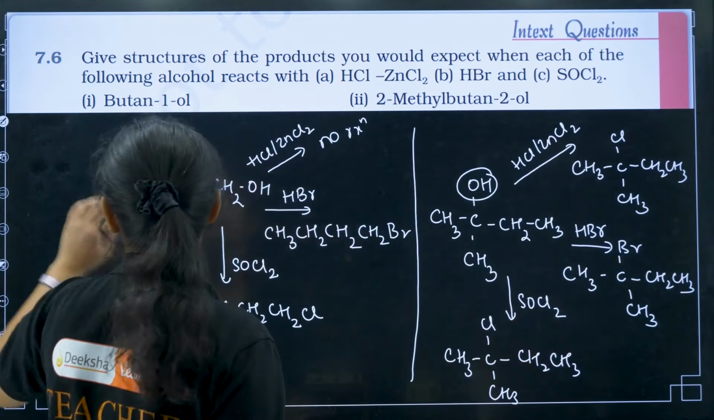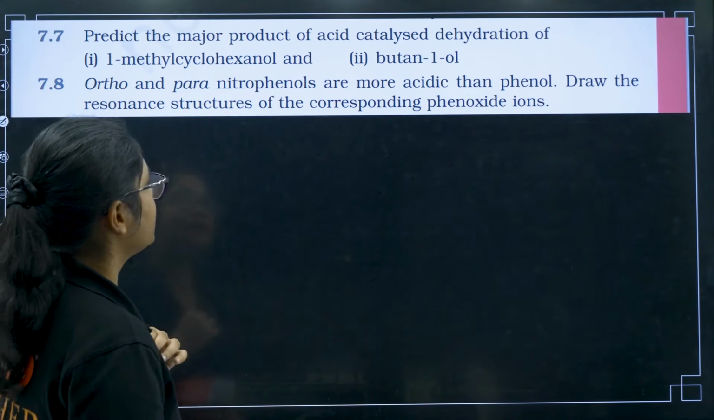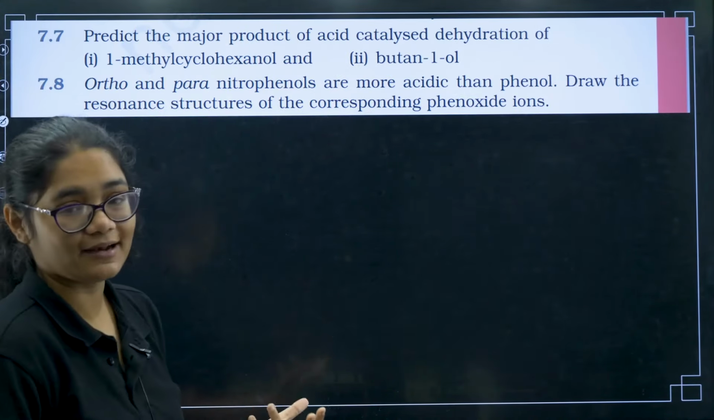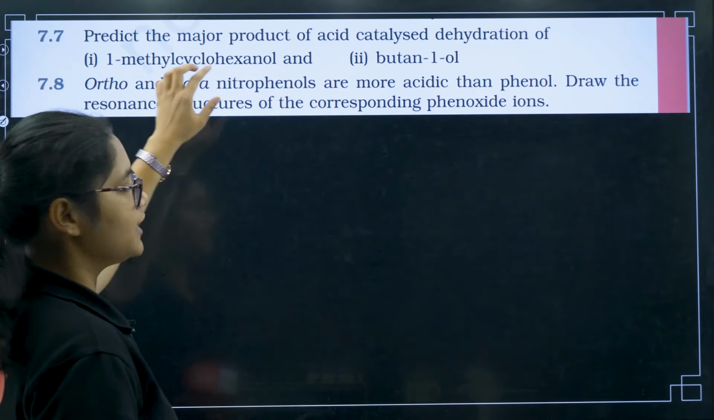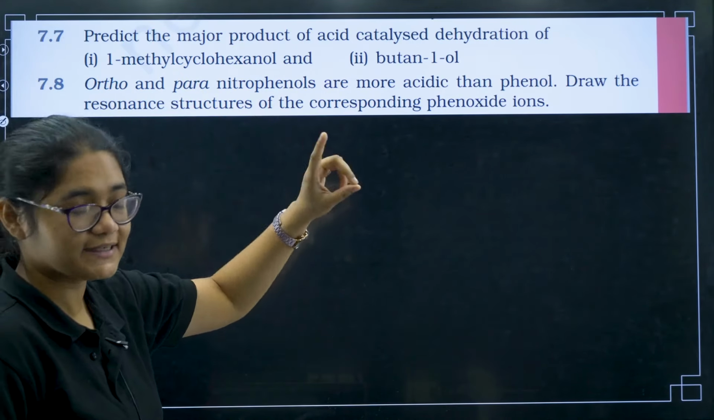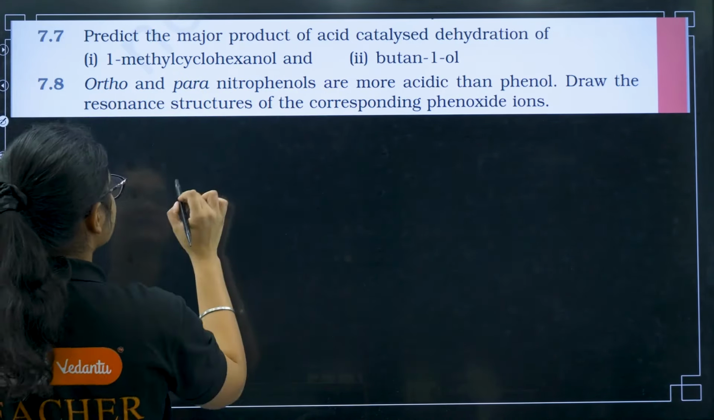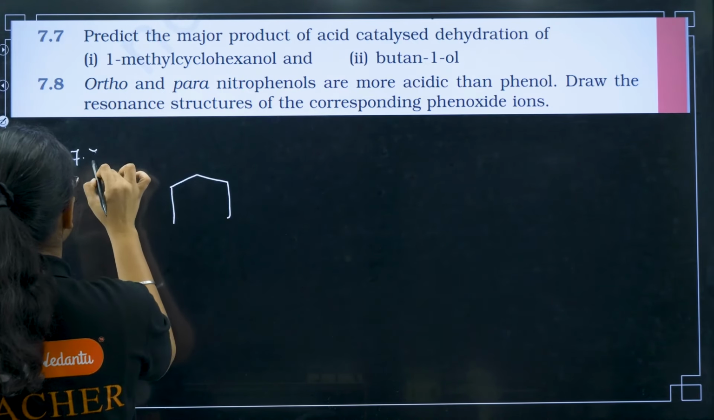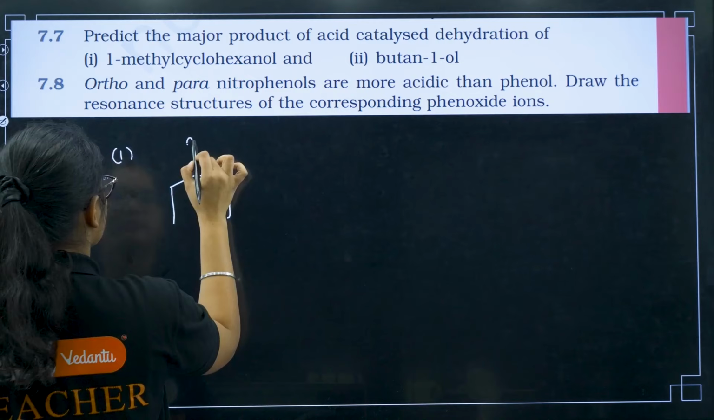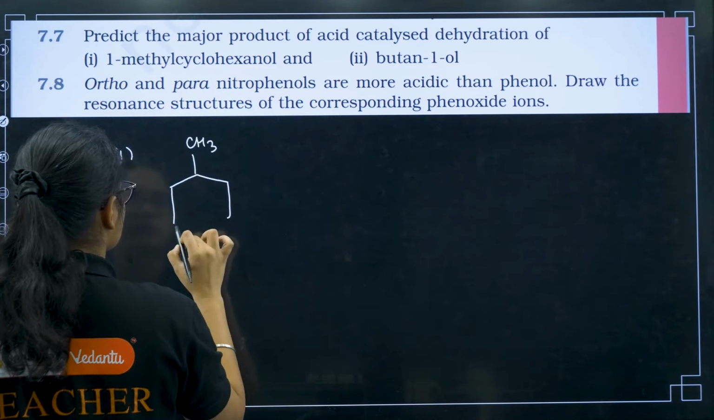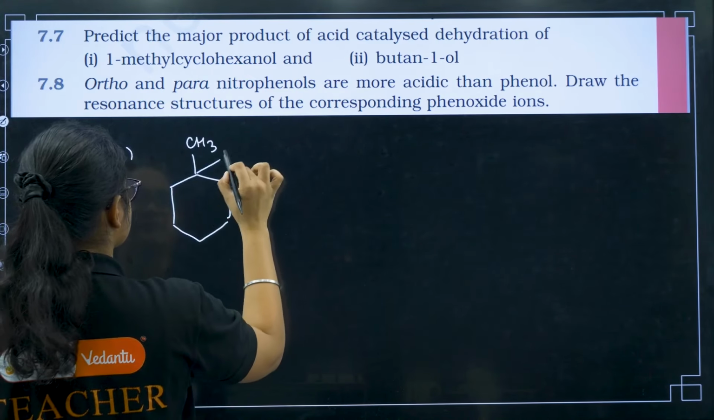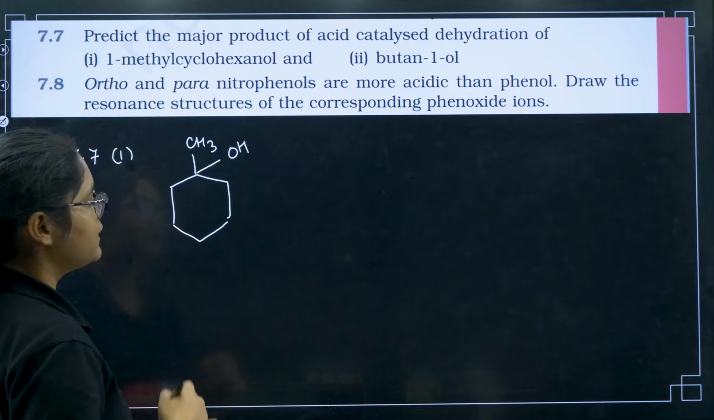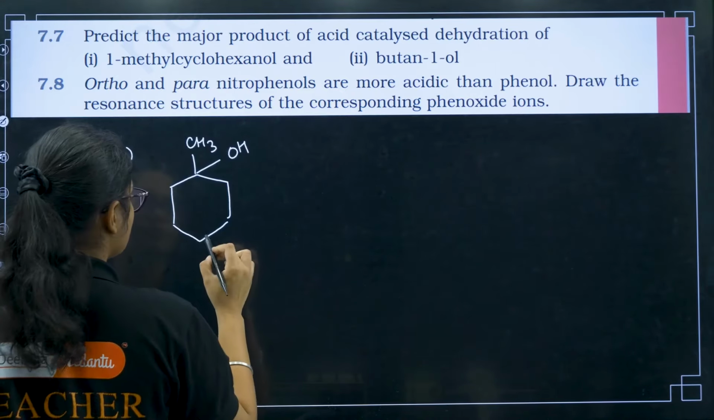Okay, got it? Now 7.7, predict the major product of acid catalyzed dehydration of. So here we have to take care of Saytzeff's rule. So you have 1-methylcyclohexanol. I am doing 7.7, first one, 1-methylcyclohexanol. It is like this, right? Now when dehydration takes place, what are the two possible products?